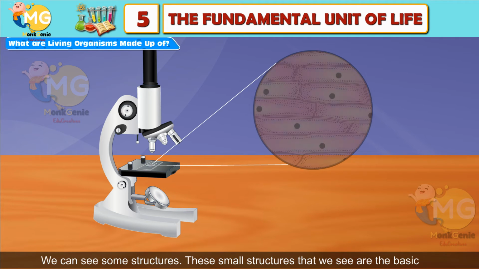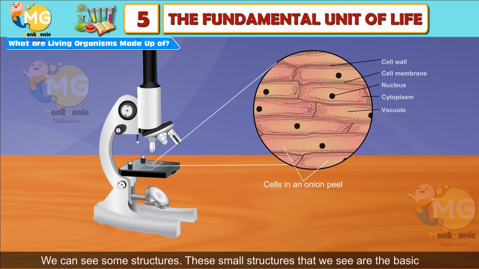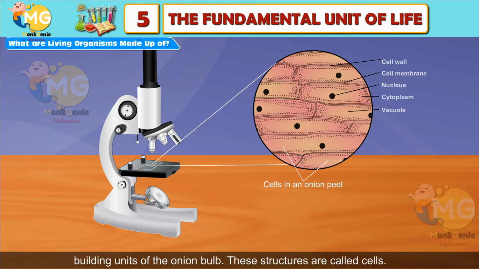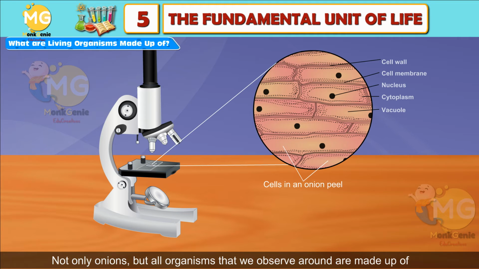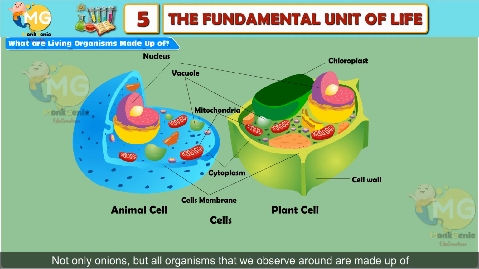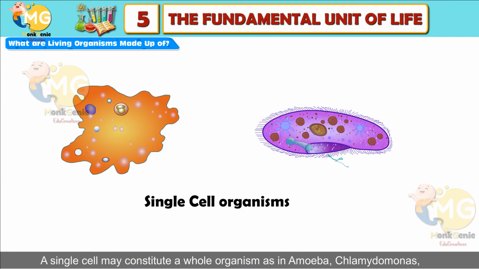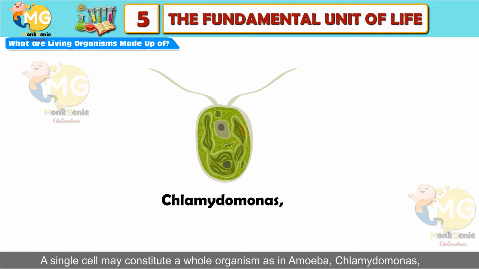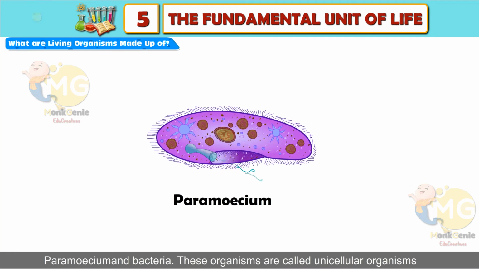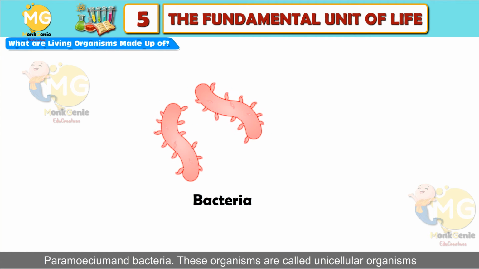We can see some structures. These small structures that we see are the basic building units of the onion bulb. These structures are called cells. Not only onions, but all organisms that we observe around are made up of cells. However, there are also single cells that live on their own. A single cell may constitute a whole organism, as in amoeba, chlamydomonas, paramecium, and bacteria. These organisms are called unicellular organisms.